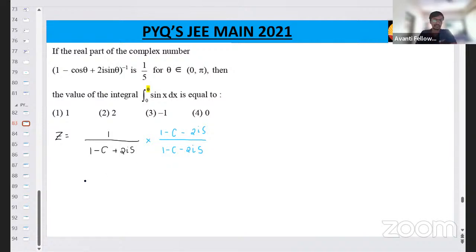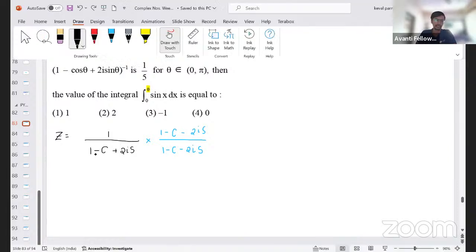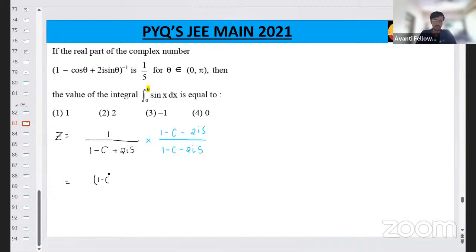Correct. In the denominator, what will it become, guys? It will become a square minus b square, right? In the numerator I get 1 minus cos minus i into 2 sin, and in the denominator we get a square minus b square. So i square will give minus 1. So what will we get? a square plus 4 sin square. Correct? Now, what do we have to do next?